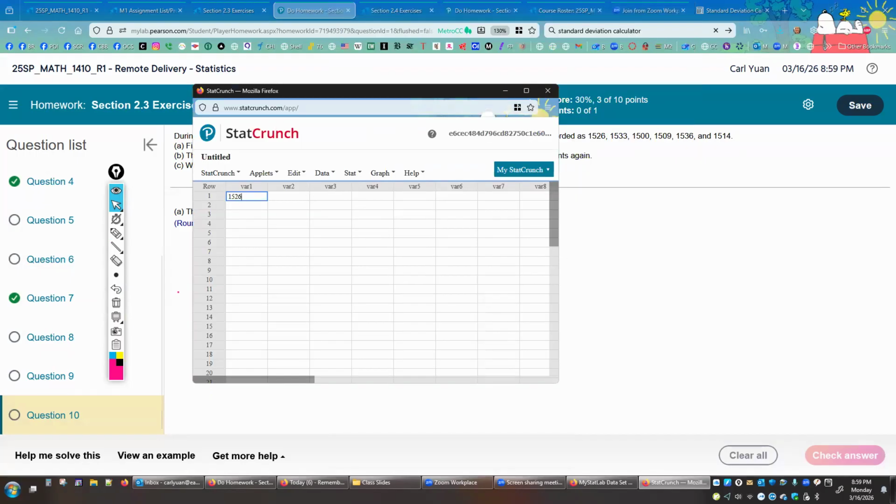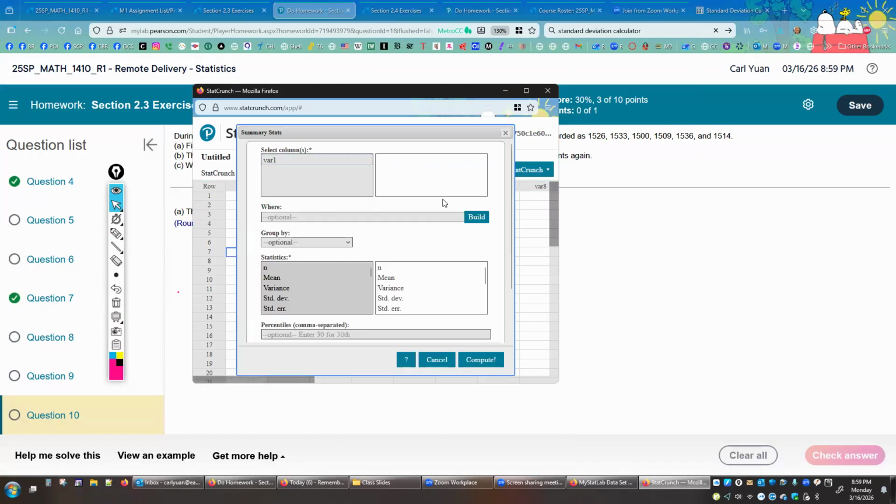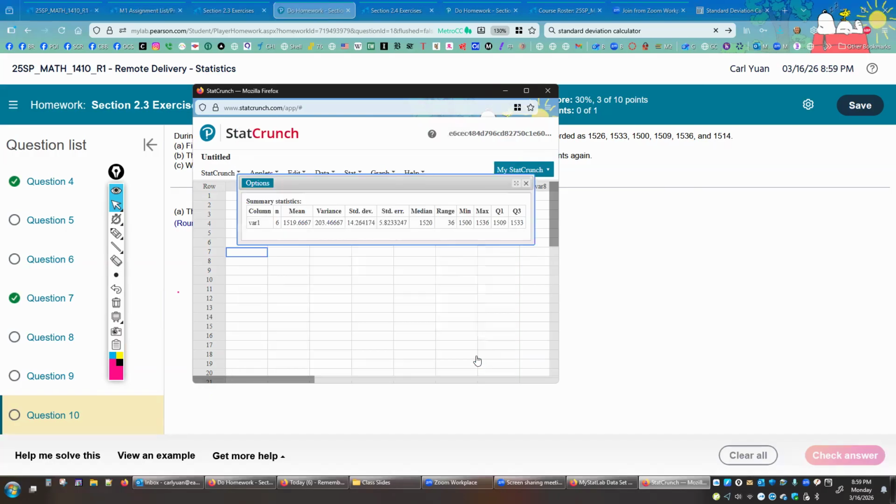So I'm going to enter 1526, 1533. You hit enter, it'll move you down to the next line, 1500, 1509, 1536, and 1514. All right, so we're going to do Stats, Summary Stats, Columns. Here we're going to select var1. A lot of times we forget to do that. You can use the default set of statistics. That's enough. So I'm going to click Compute.